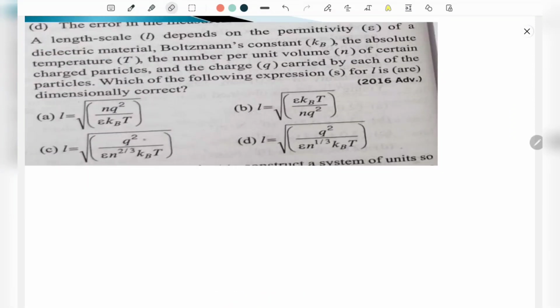Let us now look into another problem. Length scale depends on the permittivity epsilon, the Boltzmann constant, absolute temperature, the number per unit volume of a certain charged particle, and the charge q carried by each of the particles. Which of the following expressions for L is or are dimensionally correct? So L has the dimension of capital L. We have to match each of these equations separately and see which of them equals L.